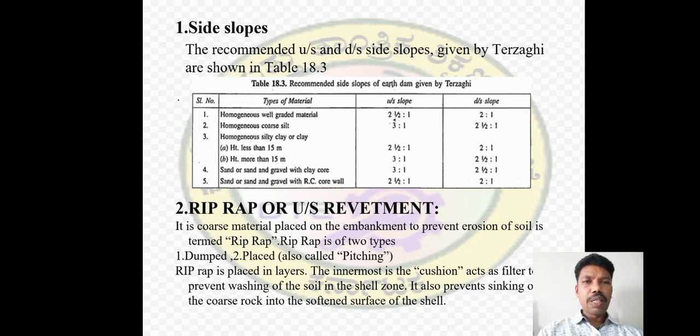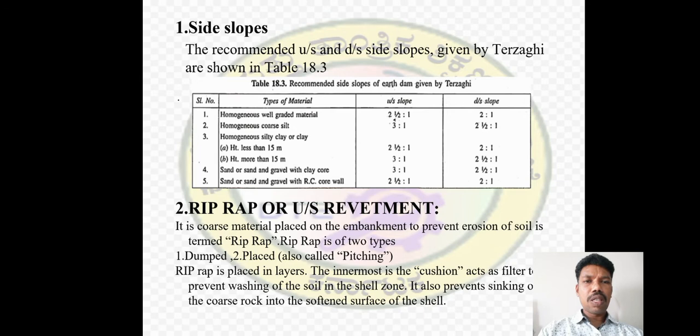If the soil type is coarse silt, then the upstream slope will be 3:1, and the downstream slope will be 2.5:1. For homogeneous clay or silty clay, if the height is less than 15 meters, 2.5:1 for the upstream, 2:1 for the downstream. Similarly, when the height is more than 15 meters, 3:1 for the upstream, 2.5:1 for the downstream.